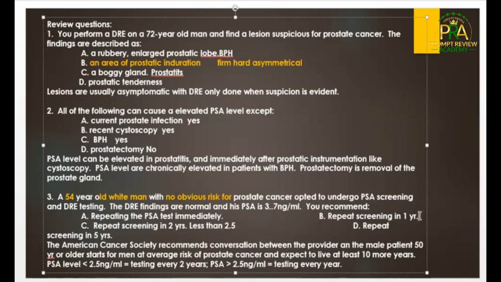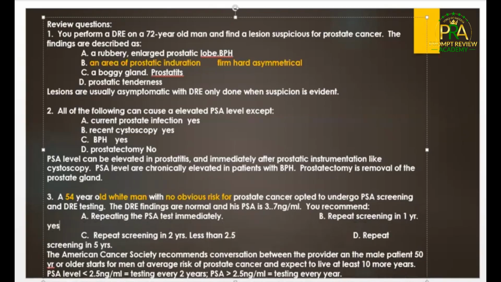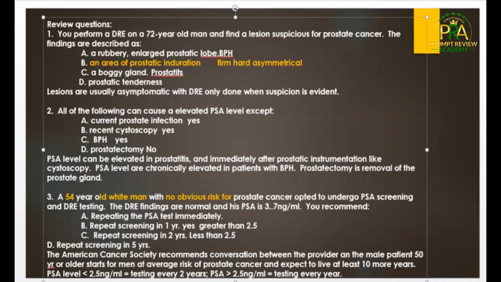Repeat screening in a year? Yes, that is the answer. Repeat it in a year if it's greater than 2.5, if you remember the PowerPoint. But if it's less than 2.5, repeat it in 2 years. But repeat screening in 5 years, that is wrong.